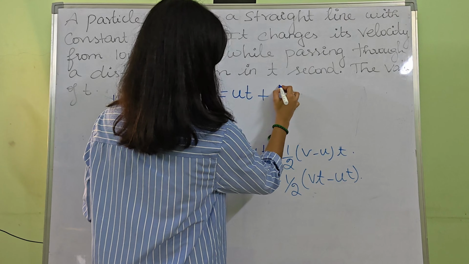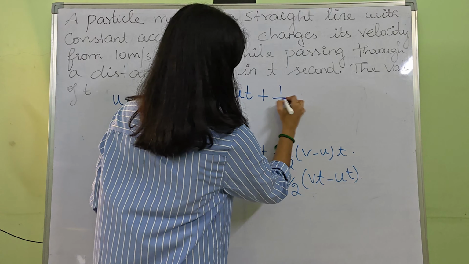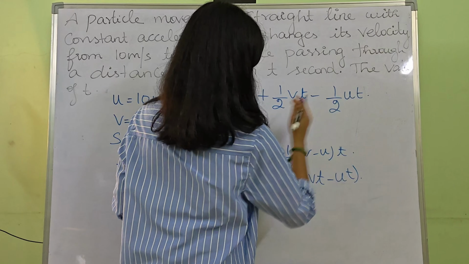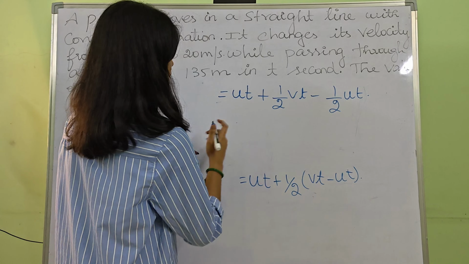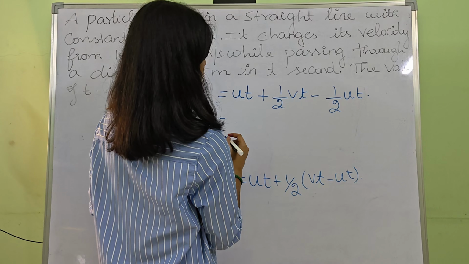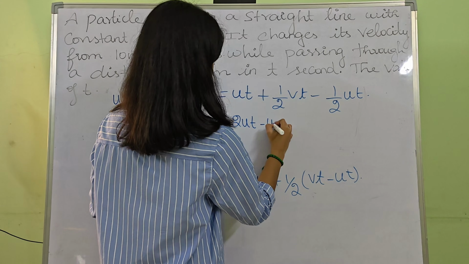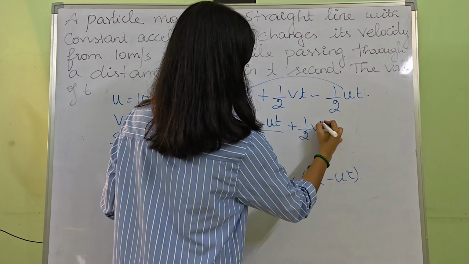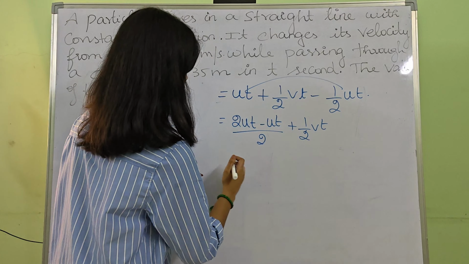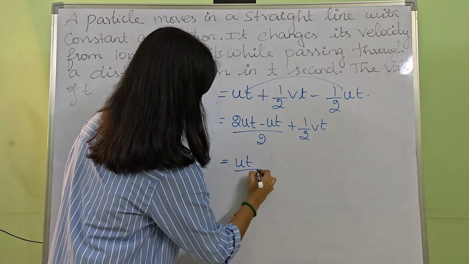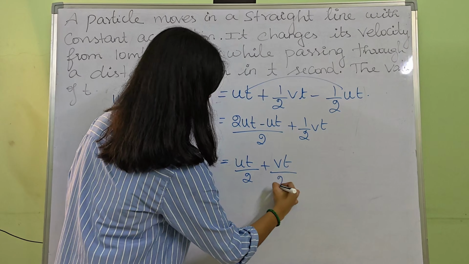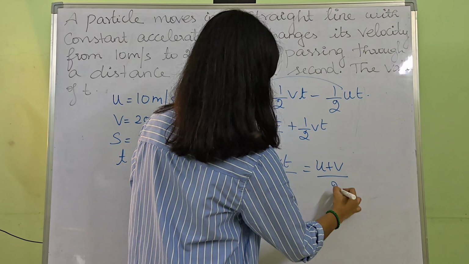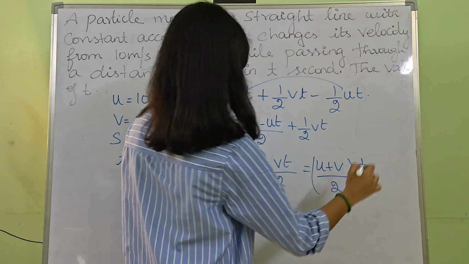So ut plus just 1 by 2, make it inside, 1 by 2 vt minus 1 by 2 ut. So now ut minus 1 by 2 ut, so (2ut minus ut) by 2. Make a cross multiply, okay, these two things, plus 1 by 2 vt. So just subtract here, ut by 2, vt by 2. Here the thing is (u plus v) by 2 and t, make it as common.